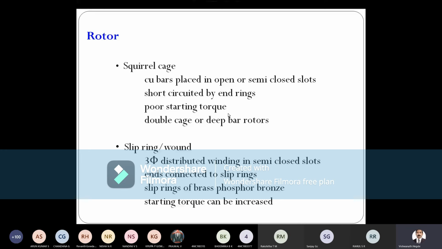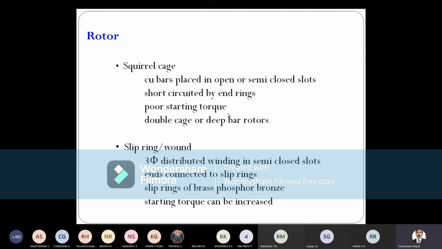Hence, these squirrel cage induction motors cannot be used where you need a high starting torque. That's why there are two other types of squirrel cage induction motors, which are called double cage or deep bar rotors.